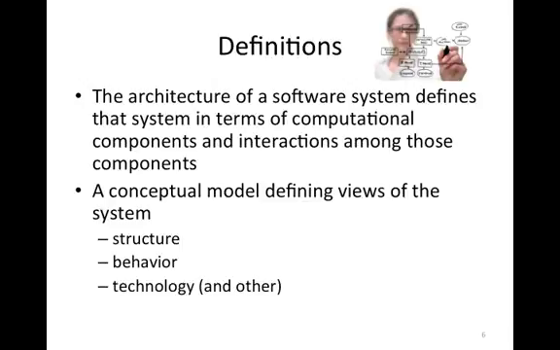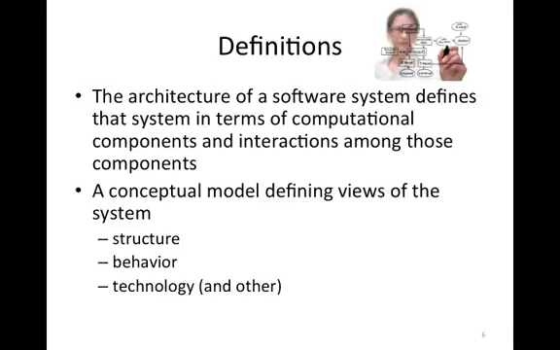So when we think about architecture for a software system, this architecture defines a system in terms of its components. What we are trying to do is lay out components and the interactions between those components.